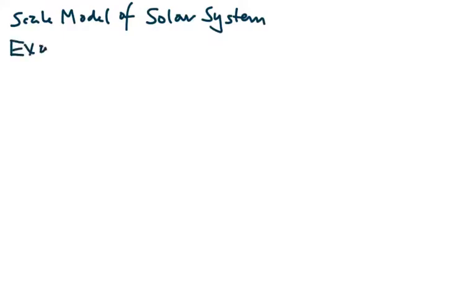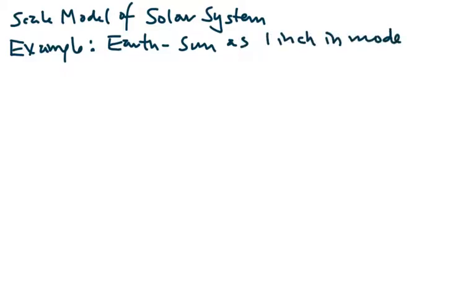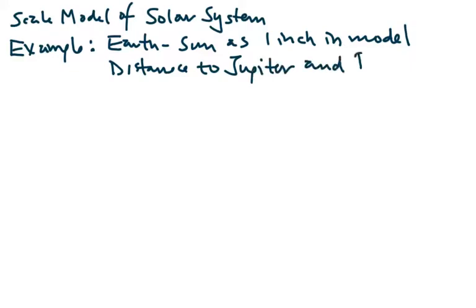In this tutorial, we will make a scale model for the outer part of the solar system, and we're going to have as a benchmark, we'll use the Earth-Sun distance as 1 inch in our scale model, and we'd like to understand by comparison how far the distance to Jupiter, the first of the giant planets, and Pluto, the first of the dwarf planets, so the distance to Jupiter and Pluto in feet.